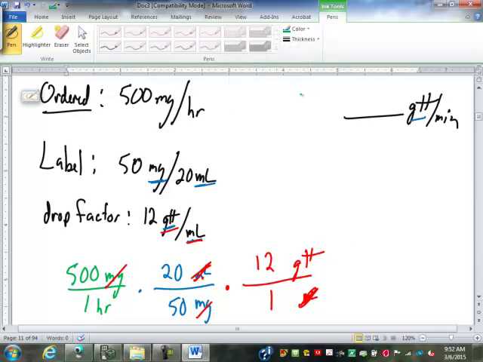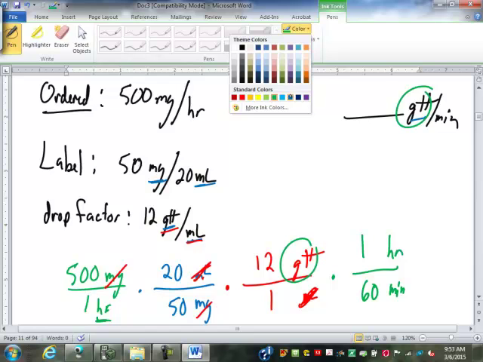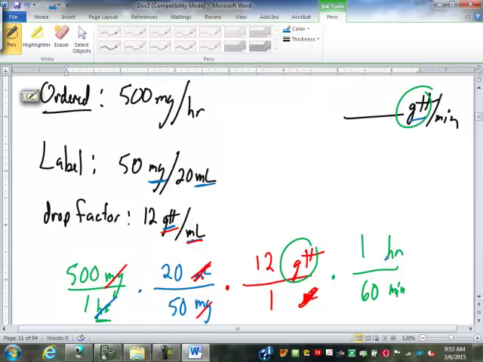Are we where we want to be? We've got drops. That part's good. But we still need to change the hours. Now the hours are on bottom here, which means they're going to have to go on top here to cross cancel out. 1 hour, and we want it changed to minutes. So 1 hour is 60 minutes. So now the hours have canceled out. And what we have for units are drops per minute, which is what we want.